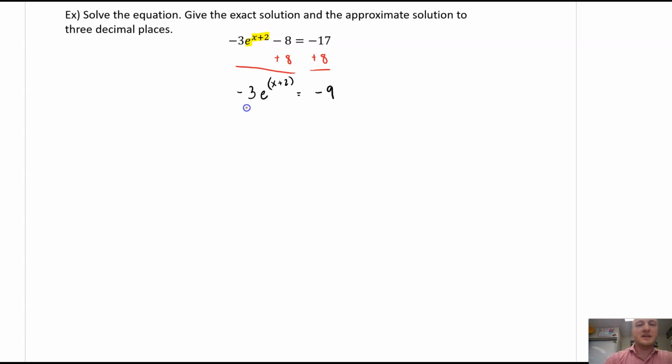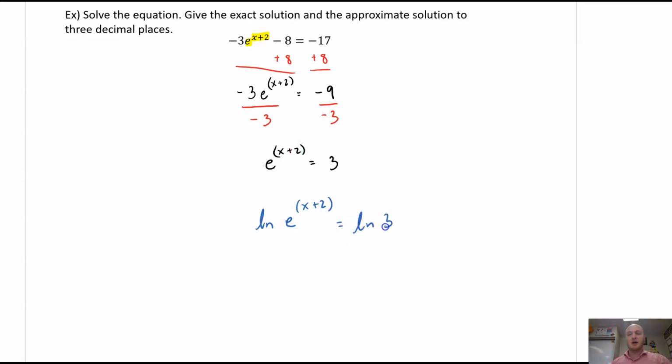Still haven't isolated my power expression. Now I need to divide each side by -3, and we get e to the power of x plus 2 is equal to 3. Power expression is isolated. Now I need to take a logarithm of each side. Which logarithm am I going to use? The natural log, especially because I'm working with base e. It's going to simplify and make our lives a lot easier in solving this.